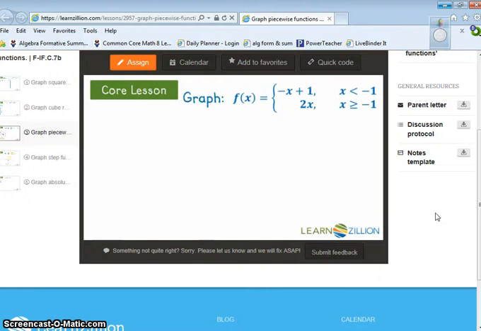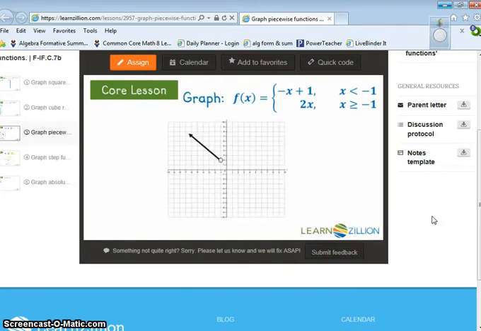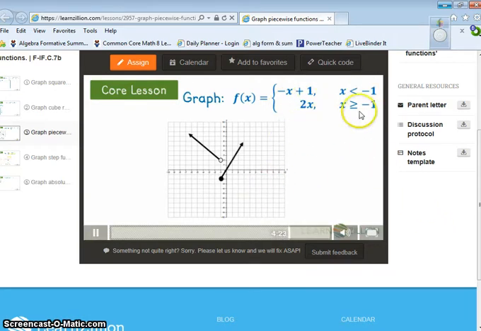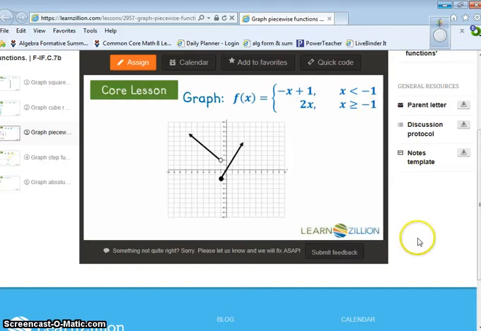The final graph is a combination of the two. We have our first one, which was the -x plus 1 when x is less than -1. And here is our second one, which is 2x when x is greater than or equal to -1. This is our final graph.